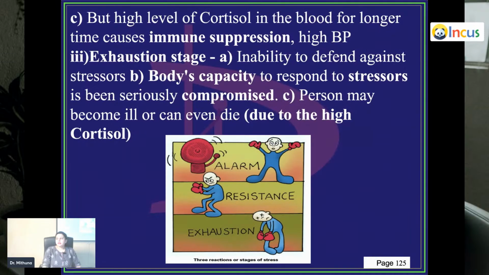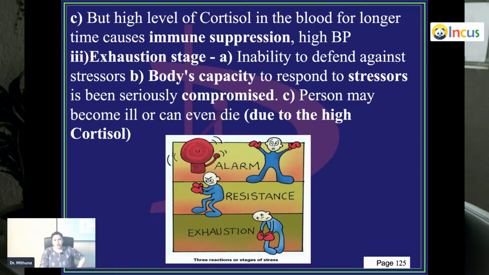But what happens is a high level of cortisol in the blood for a longer time can lead to immune suppression and high BP. That's why whenever you have extreme stress, most BP patients tell you, doctor, there is a lot of stress. So one of the causes of a sudden high BP, or a sudden rise of 10 or 20 mm Hg in the BP, is stress. Whenever your cortisol rises, that is what is increasing your BP, and along with that, it will also reduce your immunity.